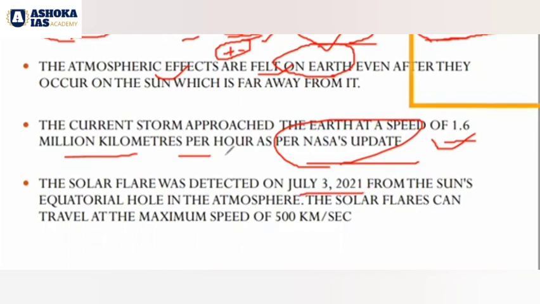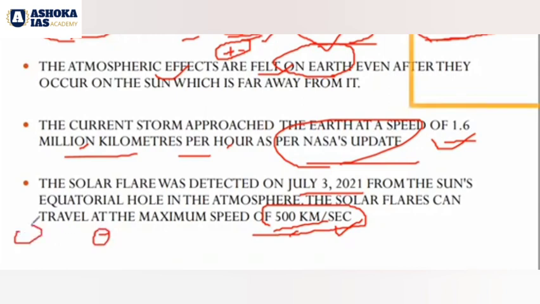The solar flares can travel at a maximum speed of 500 kilometers per second. So per second, it will be approximately 500 kilometers, and per hour, it will be 1.6 million kilometers. So you can see here, in 1 second they are moving 500 kilometers. The speed is very high, and they are traveling through this vacuum. There is no atmosphere in between Earth and sun.